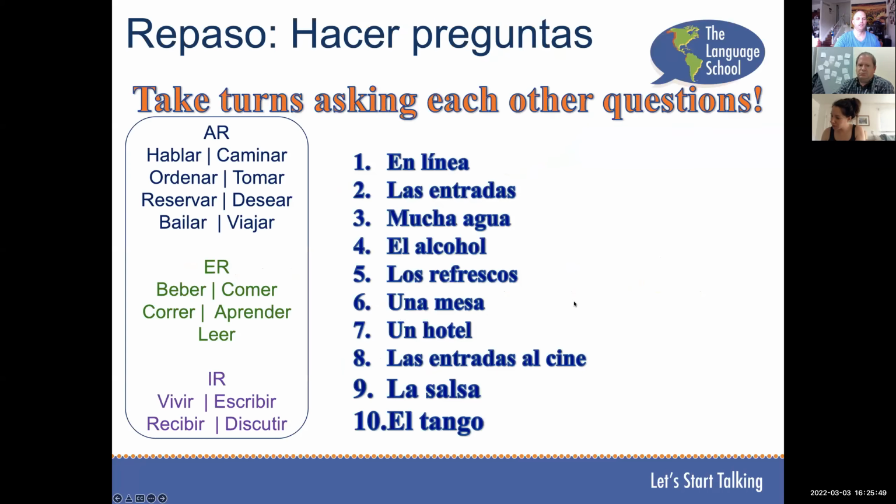Lección 7. Start off by taking turns asking each other questions here. So John to Andrea. Okay. ¿Qué significa en línea? Try to take a guess. Guess what it means. Align? In line. Online. Okay, like to buy something online.